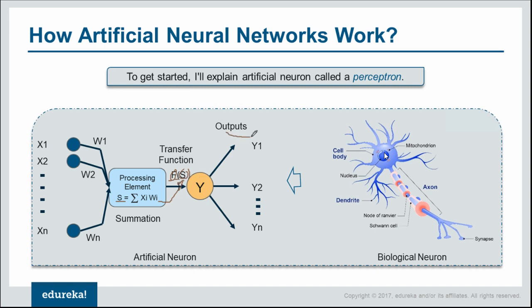And if we are talking about only one neuron, which is a perceptron in this case, that would be the output of our neural system. So here we get y1, y2, y3, and so on till yn, as many outputs as we want.